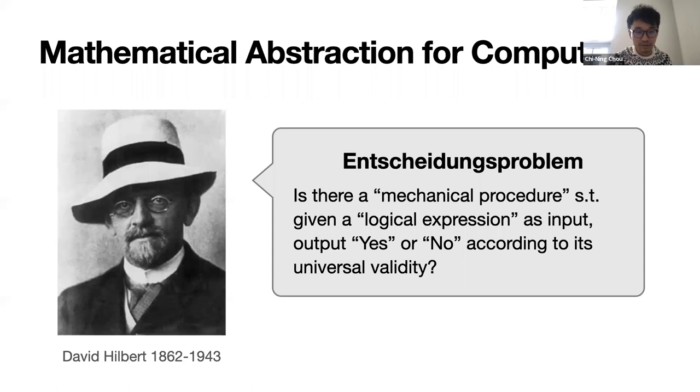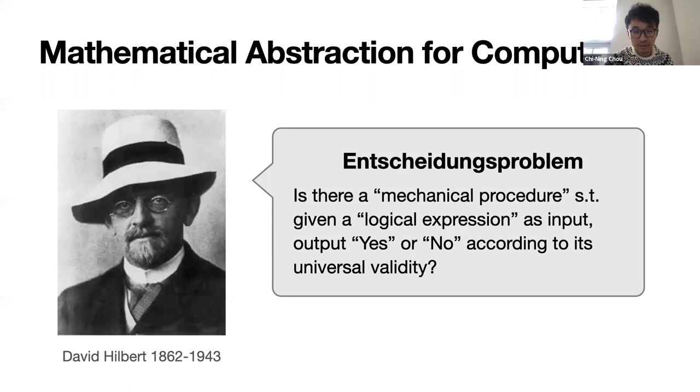So you can think about this as very similar to the yes-no problems we mentioned two slides ago. If I give you a number and ask whether 47 is a prime, your mechanical procedure should tell me yes or no. So this is sometimes also known as the Hilbert problem.